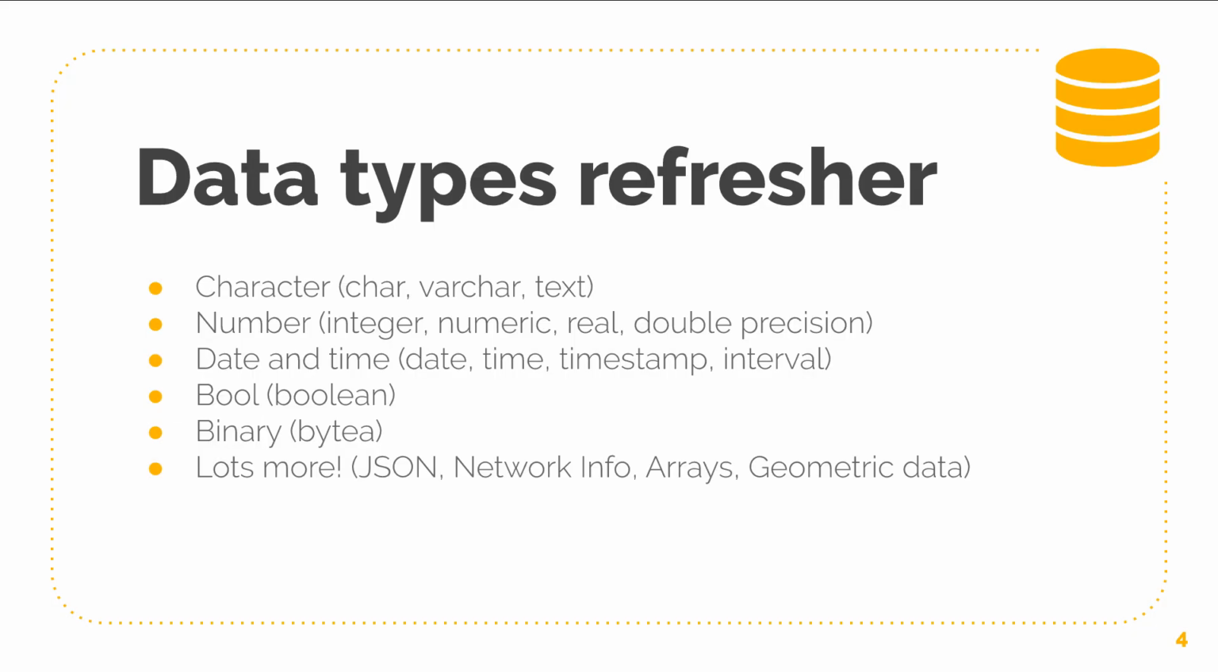Let's do a quick refresher on the different data types that you can use for columns. There's character types, char and varchar, there's numbers, integers, and also the fixed and floating point types, numeric, real, and double precision. There's the date and time types, date, time, timestamp, and interval. There's a Boolean type, there's a binary type, and there's a whole lot of other different data types as well that have more specific use cases.